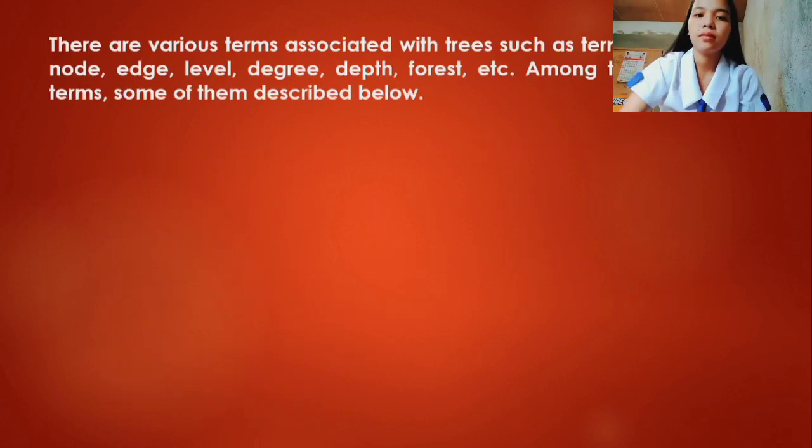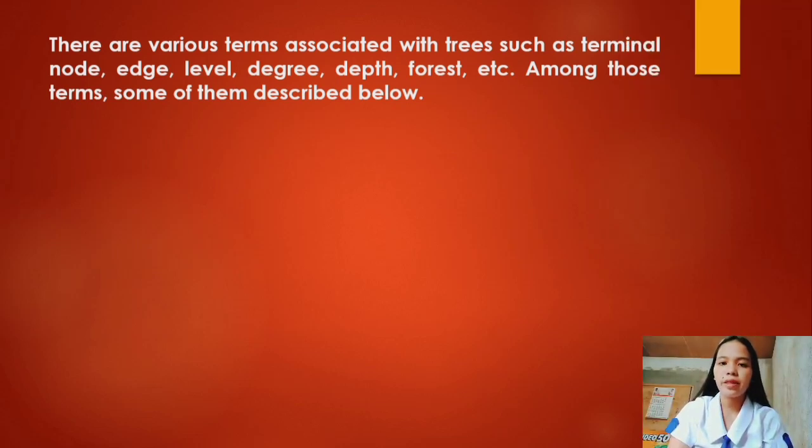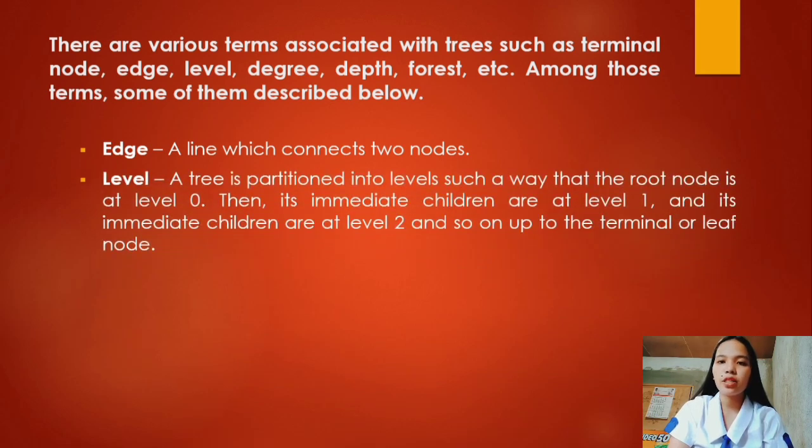There are various terms associated with trees, such as terminal node, edge, level, degree, depth, forest, and etc. Among those terms, some of them are described below. Edge, a line which connects two nodes. Level, a tree is partitioned into levels in such a way that the root node is at level 0. Then its immediate children are at level 1, and their immediate children are at level 2, and so on up to the terminal or leaf node.